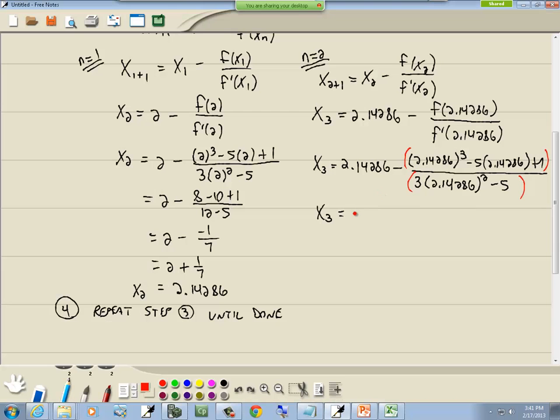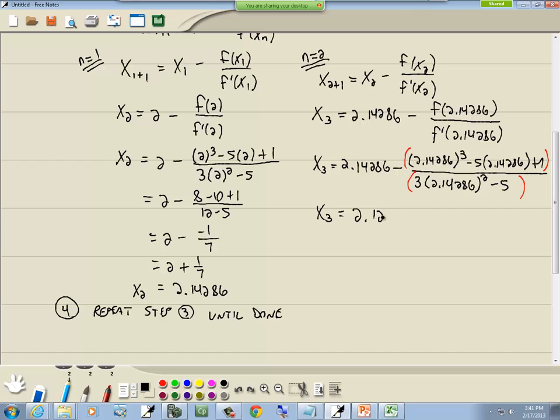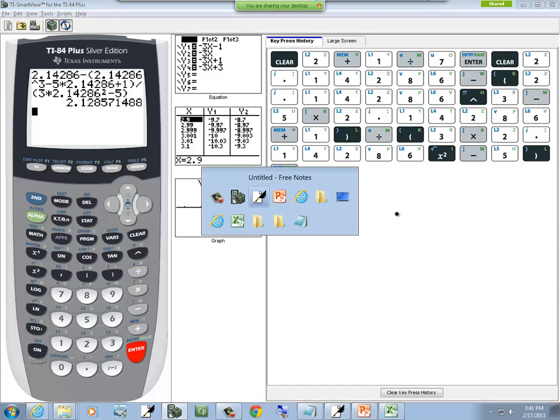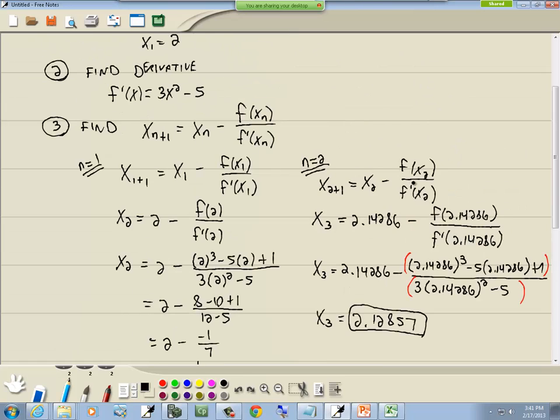And assuming I typed it in correctly, we get 2.12857. I'll take out 5 decimal places again. Okay, that's 2 iterations, so that'd be our answer. Well, how does this compare to the calculator's way of doing it?